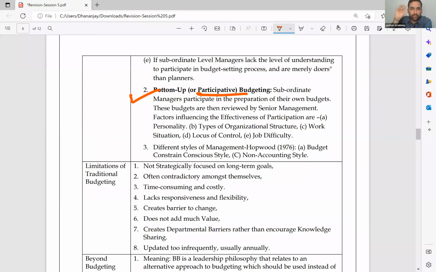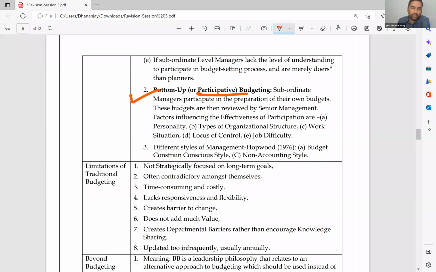If this thought process is not syncing up well, you will not be able to add any value, though you are physically sitting in the budget meeting room. And this is what happens most of the times. The subordinate managers believe that they're not involved, and when top managers involve them, they're not able to give valuable inputs. It will just be a physical presence, a physical participation, but nothing in reality. See this, that's what I told you. If subordinate level managers lack the level of understanding to participate in the budget setting process and are merely doers rather than planners.